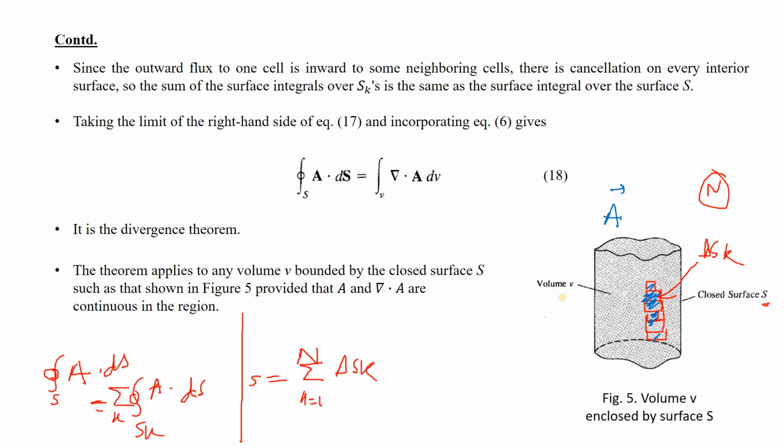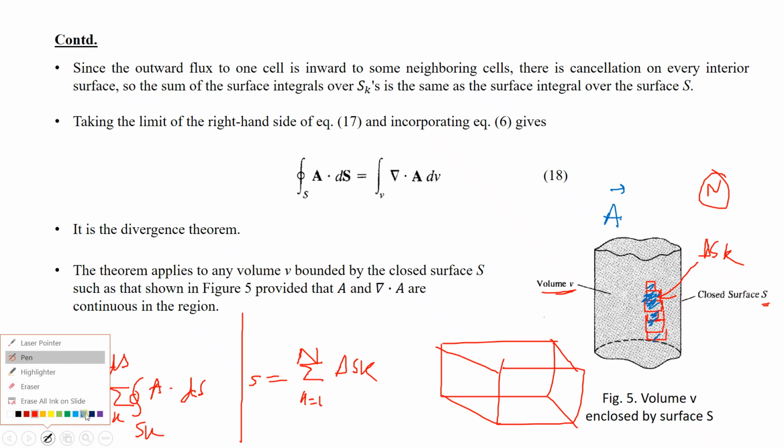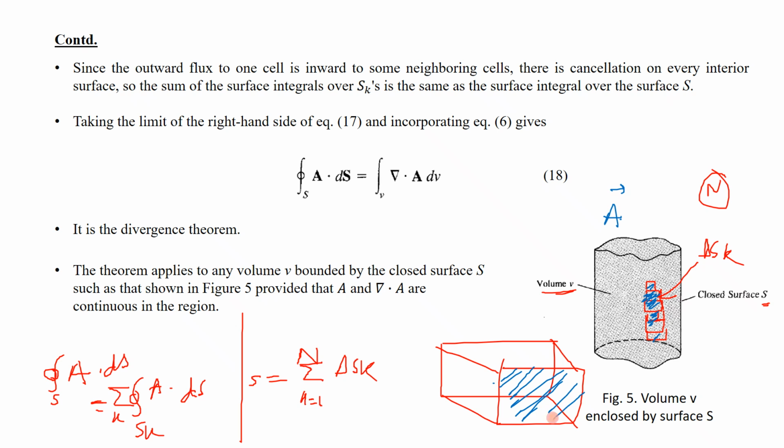What is delta Vk? Since V is the total volume, this total volume is divided into small segments. Suppose I draw a cuboid, the total cuboid. It is a three-dimensional cuboid, so it has some surface area over here, some surface area over here. Suppose this surface area is S. Okay, this surface area is S and the total volume is V.